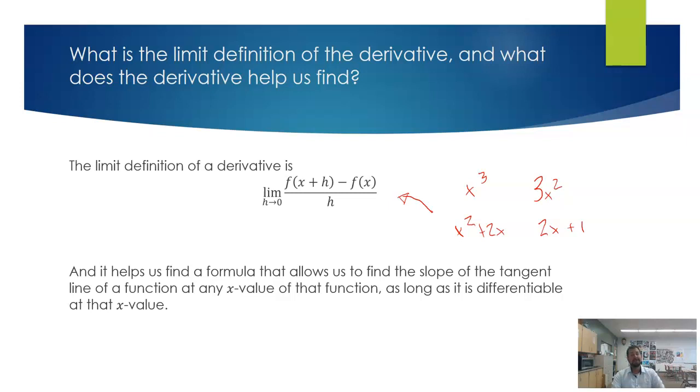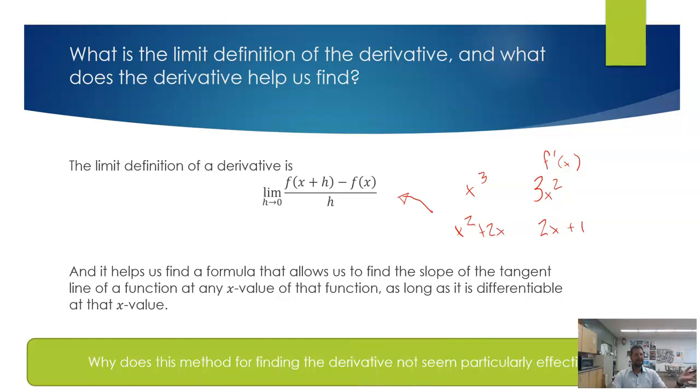And that really did. Once we found that equation, remember, these right here, we could say that these are like f prime of x. Those are simply formulas that allow us to find the slope of the tangent line at any given x value of the function that we took the derivative of.